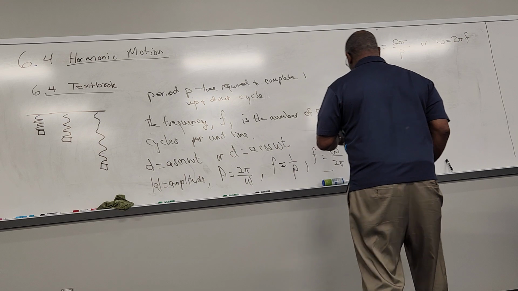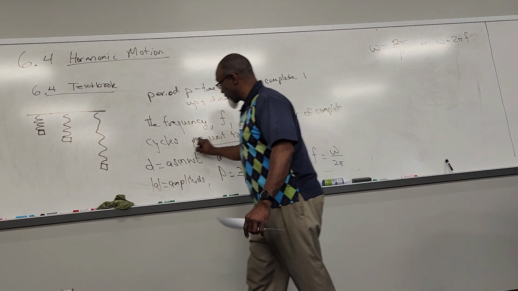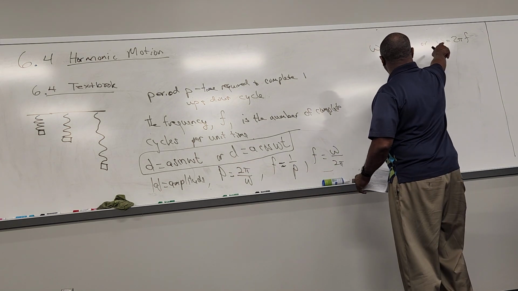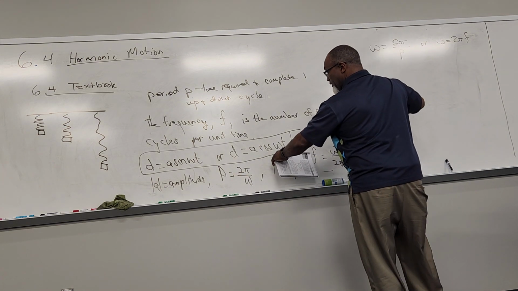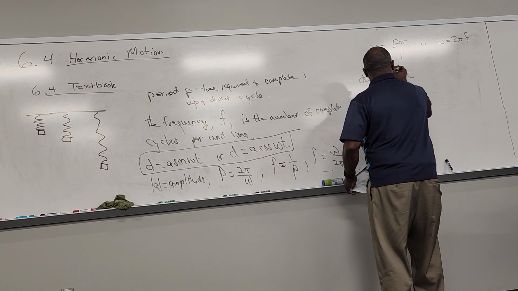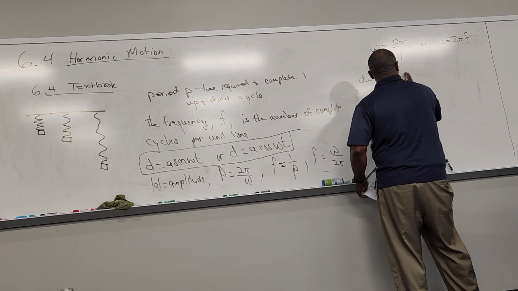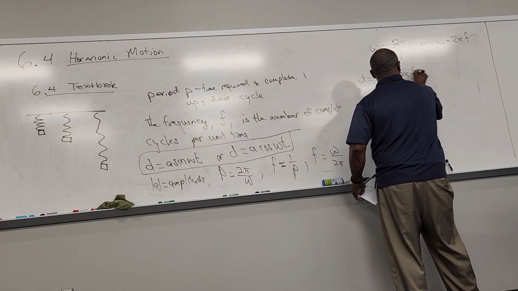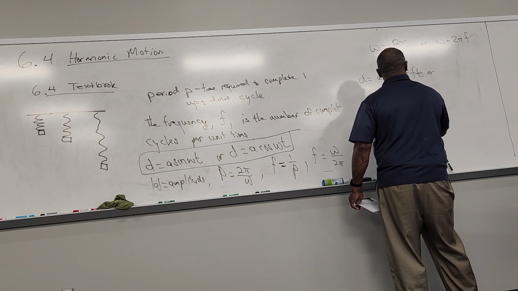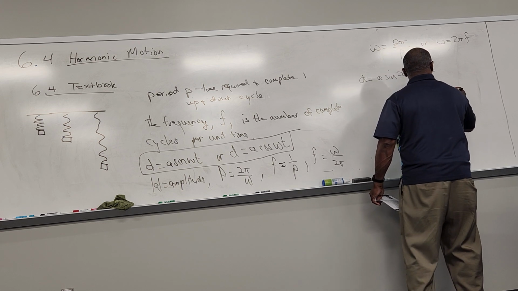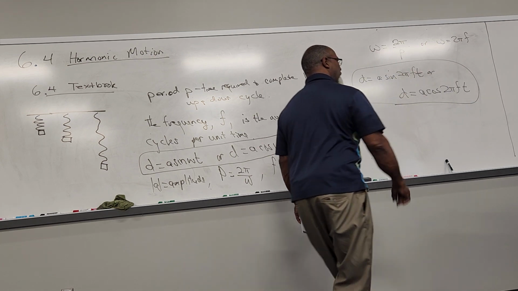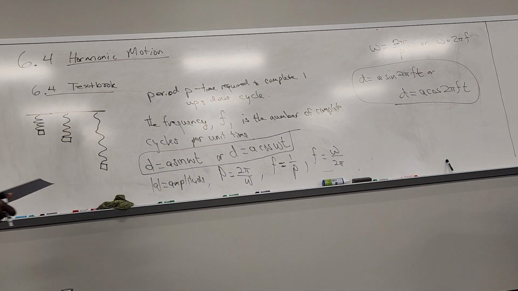So if I use that, then I can change these guys. So these are my models. This models that simple harmonic motion. But if I use the fact that omega is 2 pi F, I can replace this and say that D equals A sine of 2 pi F t, using 2 pi F for omega. So I can get D equals A cosine 2 pi F t. So there's an alternative way to write my equations that describe simple harmonic motion.